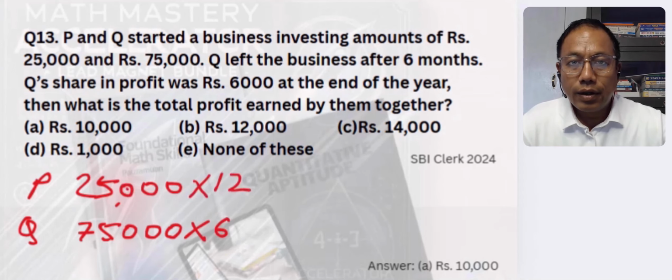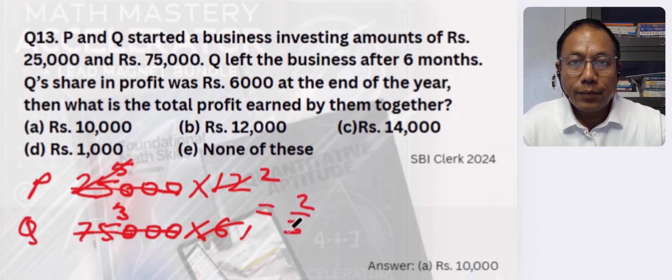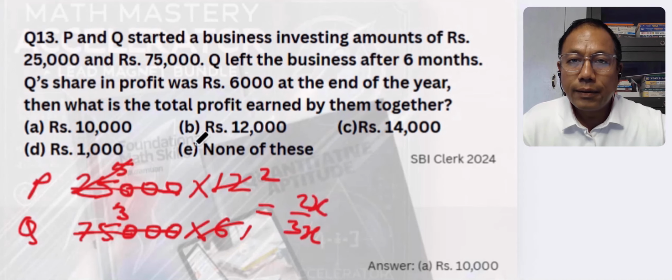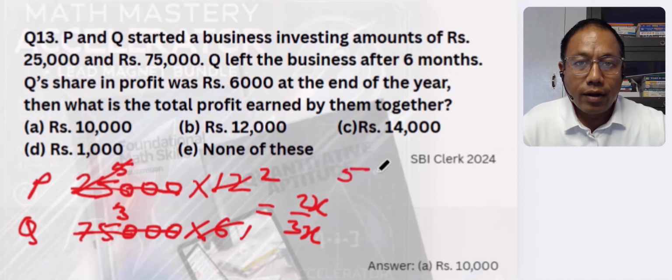Let's find the ratio. I can cancel 3 zeros. 6, 1 is 6, 6, 2 are 12, 25 into 3 is 75. The final ratio is 2:3. Q share is, I'll call 3x. And then P share is 2x. Then what is the total profit earned by them? We are asked to find the sum of 2x and 3x. That is 5x.